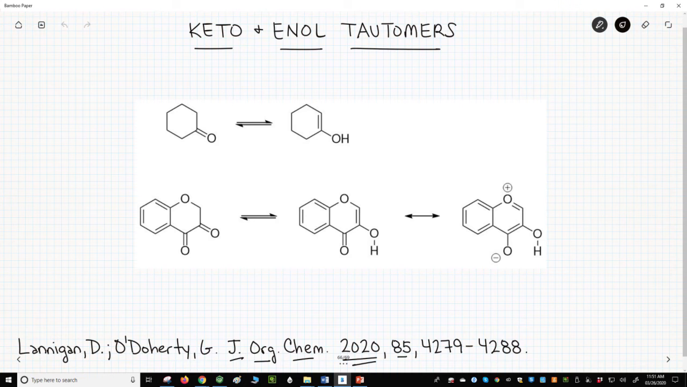Across the top of the screen are the keto and enol tautomers for cyclohexanone. For cyclohexanone, the keto form is strongly favored by a factor of about 1,000 to 1. At the bottom of the slide is another cyclic ketone with its enol tautomer. Interestingly, this molecule, unlike most, strongly favors the enol tautomer and not the keto form.